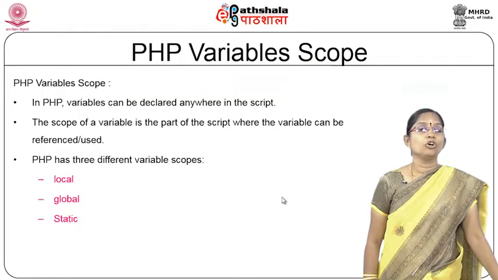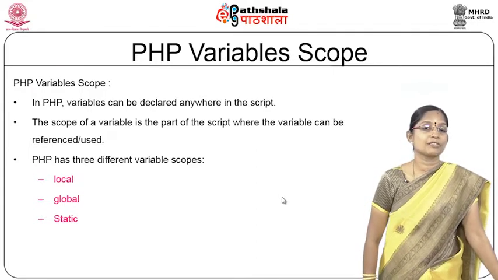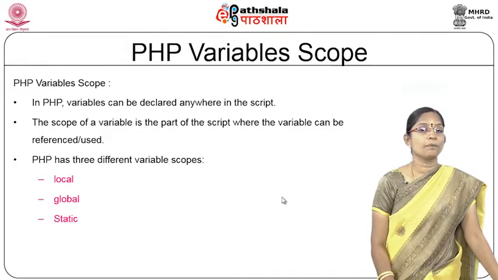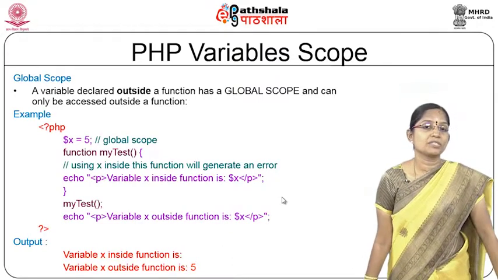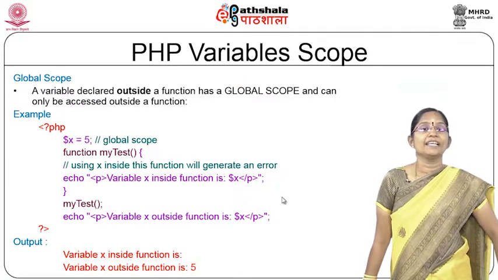Now we can go through the scope of the variables. How many kinds of scope is a variable going to have? There are three different scopes: local scope, global scope and static. Let us look into it one by one. This is global scope. Global scope means a variable which is declared outside a function has a global scope and can be accessed only outside a function.